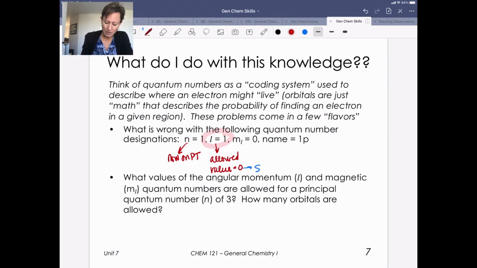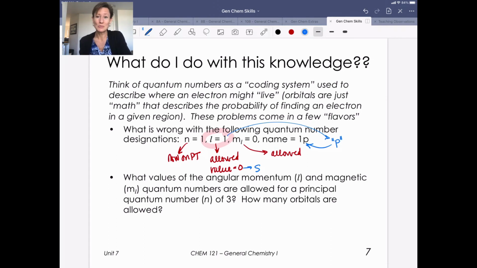That won't work. So that's part of our code that could be problematic. If we look at m sub L, the allowed values run between minus L and plus L. So a value of 0 is always going to be allowed. So this is going to be allowed. That's okay. But let's put this stuff together. L equal to 1, there are a couple of ways that you could say that this code is wrong and try to fix it. L equal to 1 is actually telling you you have a p orbital, which matches this. But if n is equal to 1, if we are on the first row of the periodic table, we're not allowed to have p orbitals yet. The only thing that we can have is an s orbital.